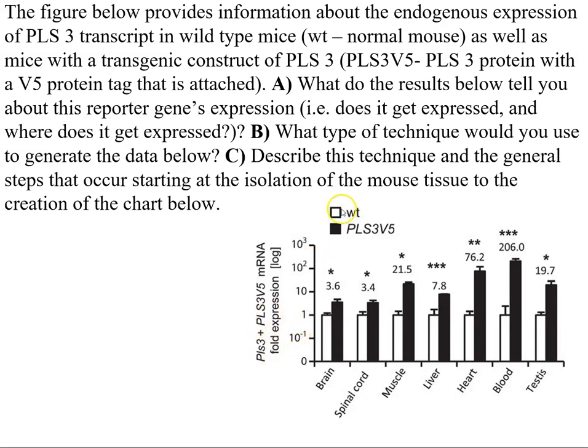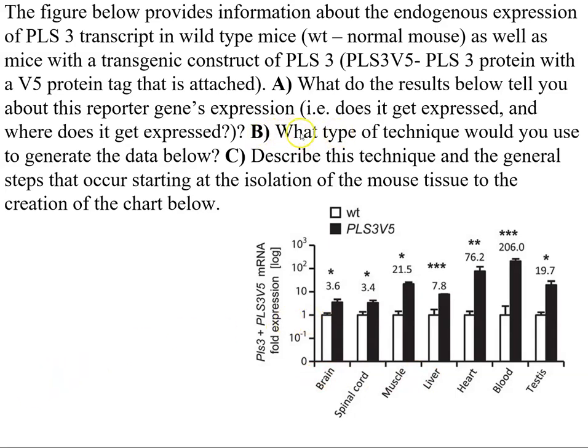In the wild type, they've normalized those levels so that whatever normal expression is, they've normalized it to a 1 in that instance. This PLS3 is a transgenic construct, so it's been genetically modified, and we see changes in the levels of these gene transcripts in these different tissues. The first question: what do the results below tell you about the reporter gene's expression? Where does it get expressed? Well, we see that it's at a 1 in all of these tissues. So we say it's expressed everywhere that it was tested.